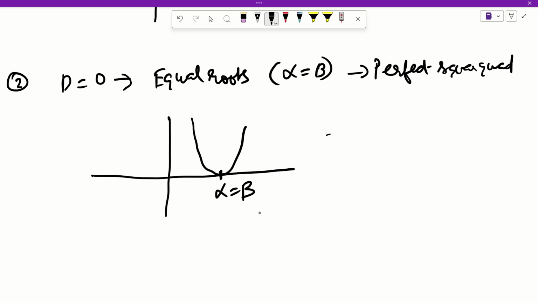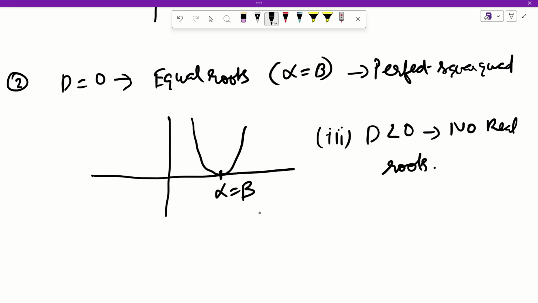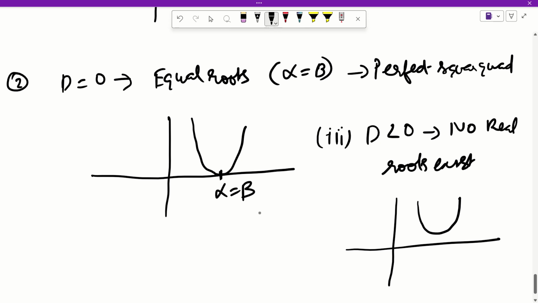Okay. Third condition is when D is less than 0, then no real roots will exist. At that time, the graph will be like this. That is, there is no real part, so it will be like this. Okay.